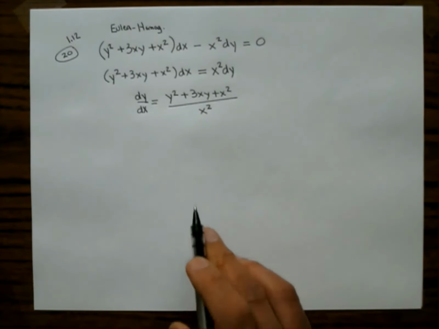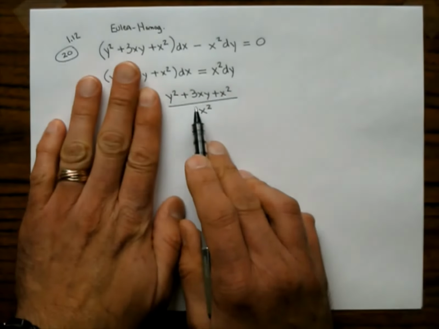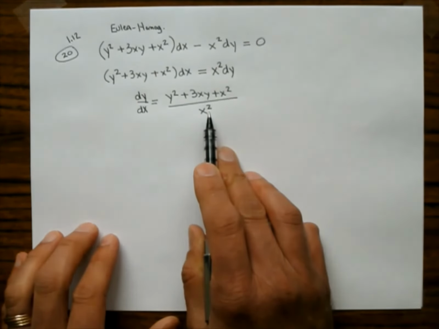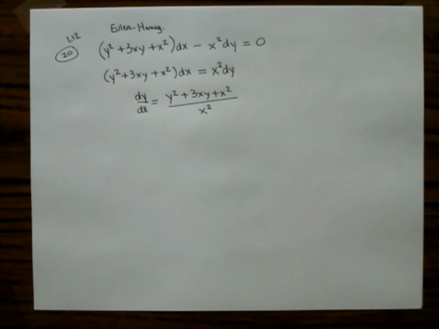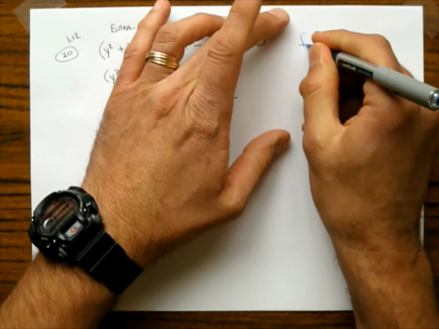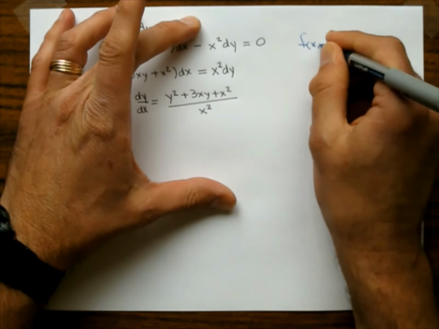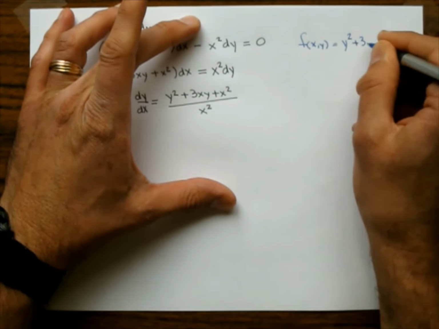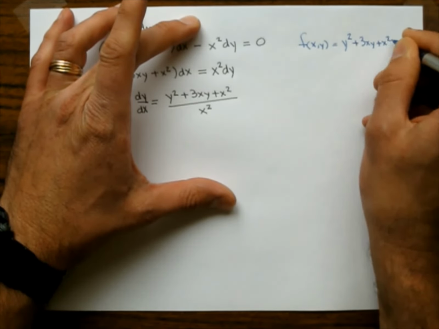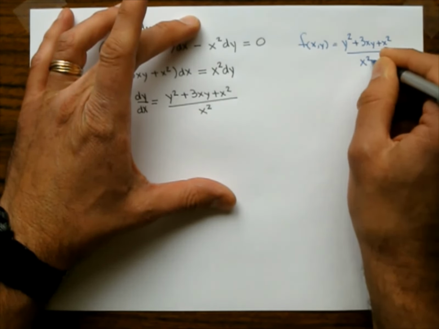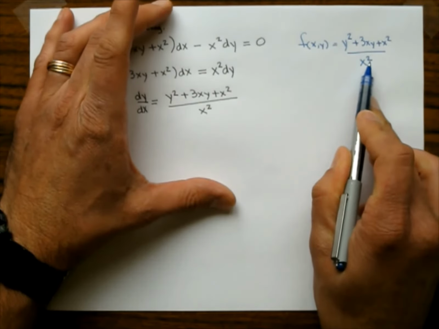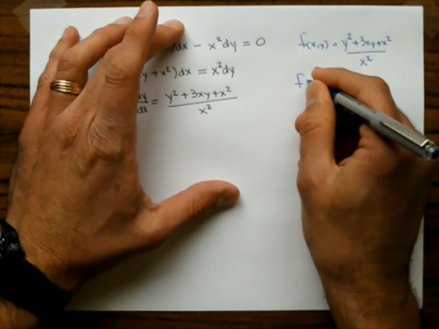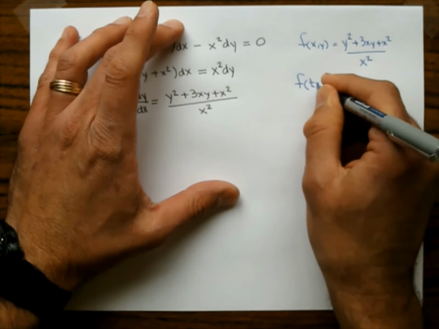Now, on the test, they might give you something like f of xy equals something that looks like that, and ask if that is homogeneous of degree 0. The way you could do that, let me go ahead and look at this guy right here. This is f of xy is y squared plus 3xy plus x squared. This is all over x squared. To check to see if this is homogeneous of degree 0, I mean, that's what will give us an Euler homogeneous differential equation.